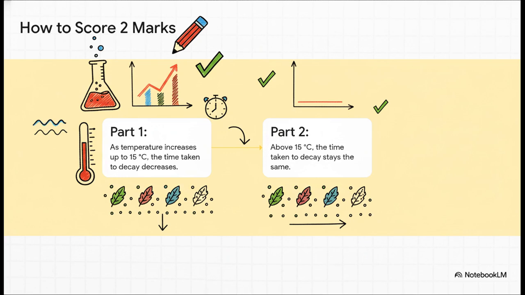So how do you get both marks? You have to spot that the line has 2 different parts. The first mark comes from describing the first part. As the temperature goes up to 15 degrees, the time it takes to decay decreases. Simple enough. The second mark? That's for spotting the change. You need to say that above 15 degrees, the time taken to decay pretty much stays the same. It flattens out. Describing both parts of that trend is how you lock in those 2 marks.